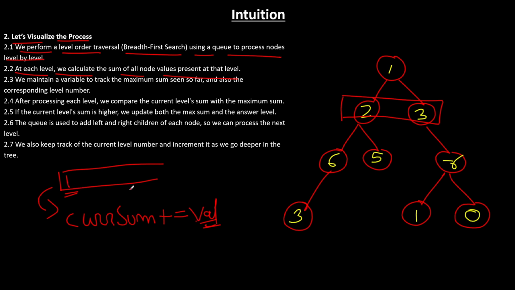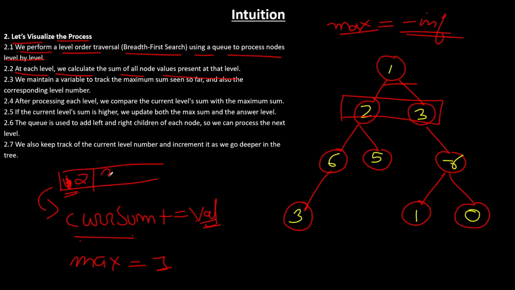Since we have to find the maximum, we will also take a variable max, and we will initialize it with the most negative value that could happen, negative infinity. When the sum is calculated for this particular level, this is the current sum, so we will compare it with the max. Since max is negative infinity, 1 will be the maximum for it, right? So when we pop this value and the iteration is done for this, we will have 2 and 3 in our queue, because the children of 1 are 2 and 3, right?